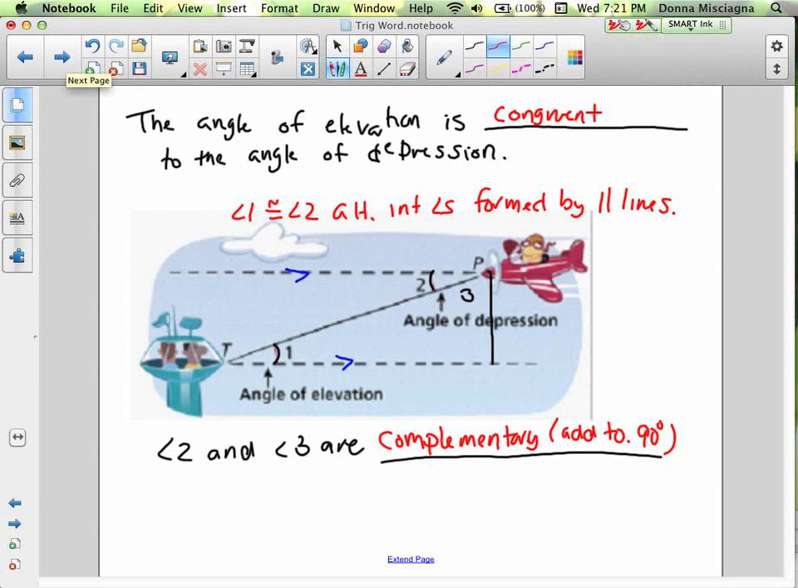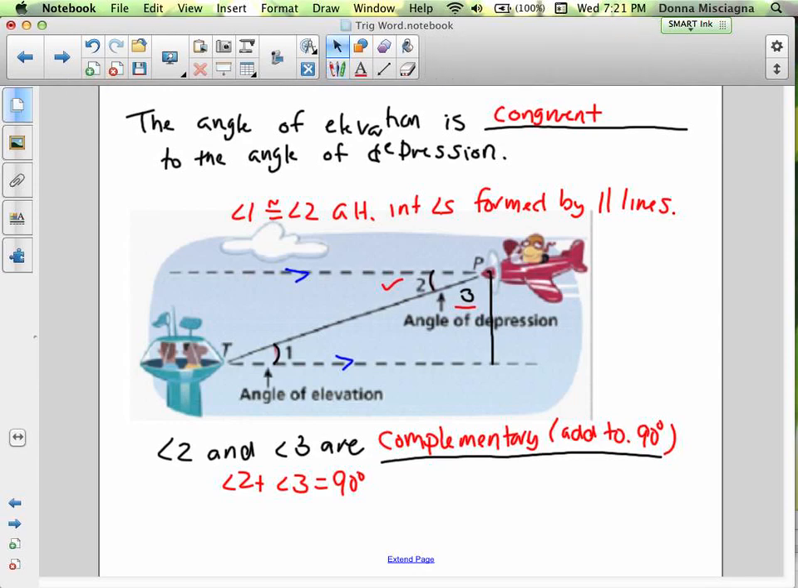I know that angle right there, that angle of depression, right? But I don't want to work with that one because that's not in my triangle. I want to work with angle 3. Well, angle 2 plus angle 3 equal 90 degrees. So if I subtract angle 2 from 90 degrees, I'll have angle 3. So together, those two angles form a right angle.